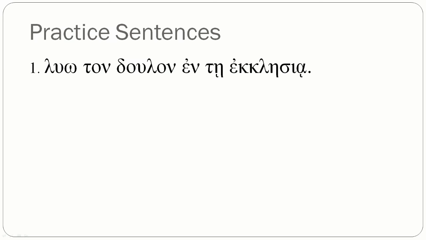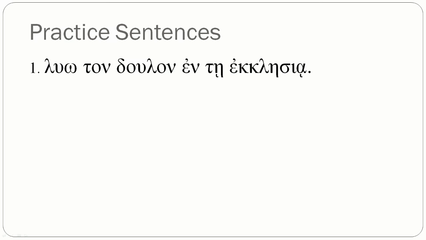Okay, so the first one, luo ton dulon en te ecclesia. Right off the bat, notice there is a prepositional phrase here, what we just got done talking about. The word en is your preposition, and then whatever immediately follows it is going to be the object of the preposition. So en takes the dative case, and that's what you see there. Okay, but anyway, let's get into these words.